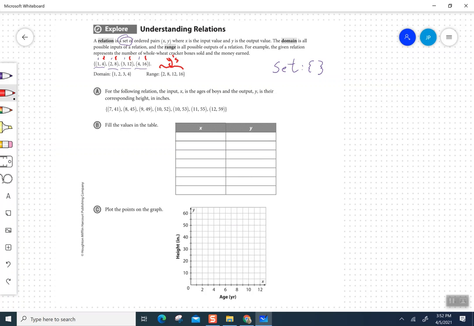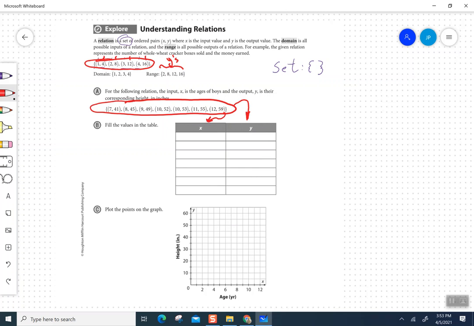Now, you could demonstrate a relationship, which of course this was a relationship. How are those numbers related? We don't really care. They just are. So what we do is we start off with a relationship, which is this one right here. And what we want to do is set this relationship into this table by breaking apart the x's and the y's. So this relationship is the ages of boys, and the output is their corresponding heights.